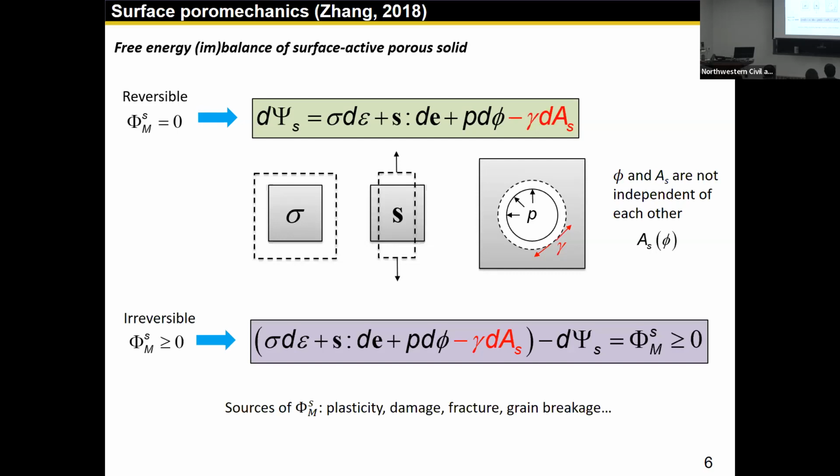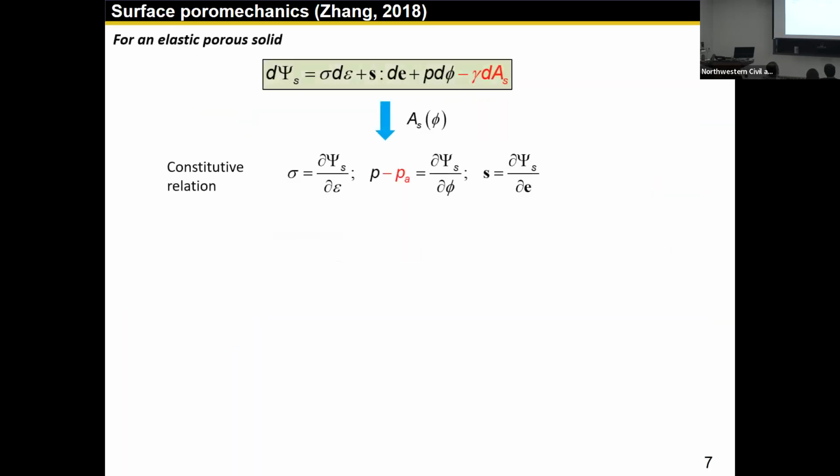You can also explore this dissipation by considering an irreversible process and saying it is greater than zero. Then we can write it in this format, where the dissipation can come from plasticity, damage, fracture, grain breakage, and so on. Near the end of this talk, we're going to explore this, but here we will mainly focus on the elastic properties.